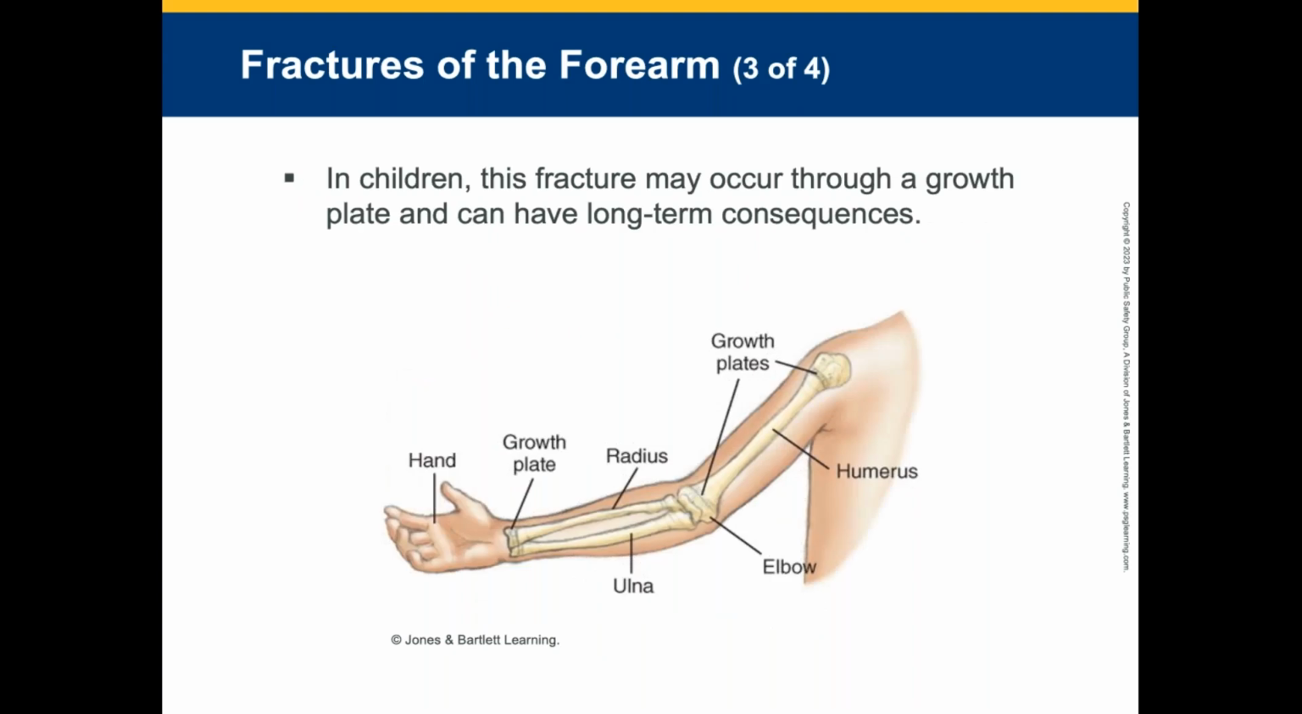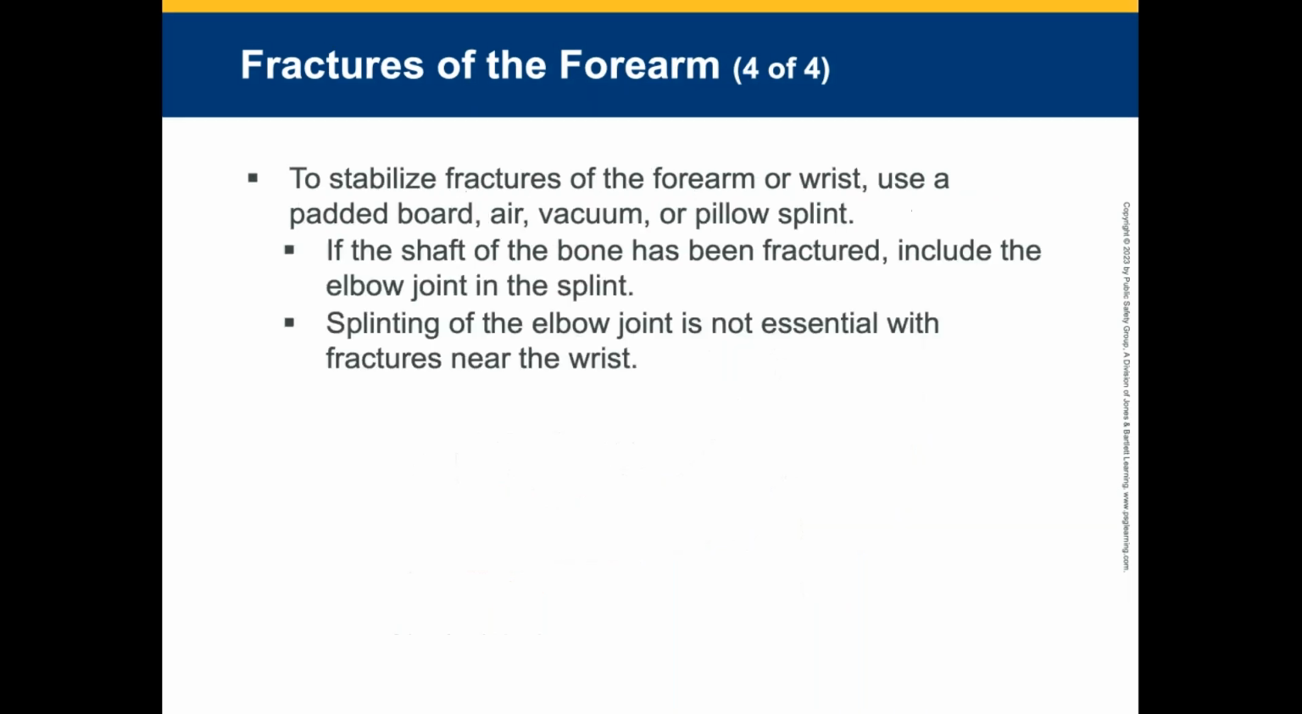In children, this fracture may occur through a growth plate, and can have a long-term consequence. That's the problem, the growth plate being located down here. If we have injuries or fractures that disturb the growth plate, this can cause long-term consequences where the bones can no longer grow appropriately. There are growth plates located basically in all the different joints, which allow the bones to grow.